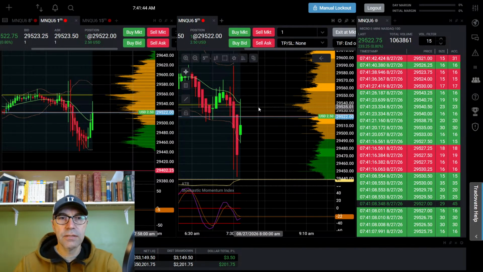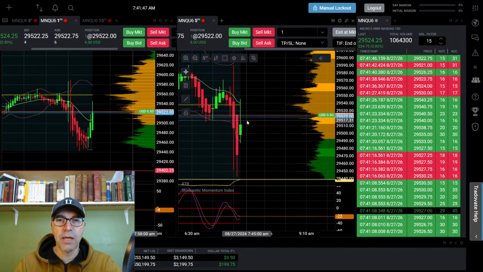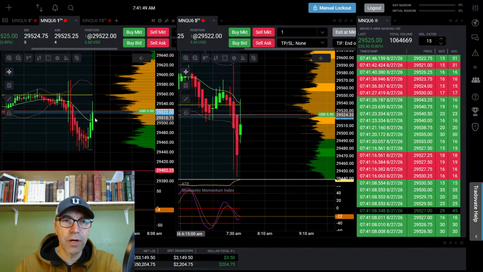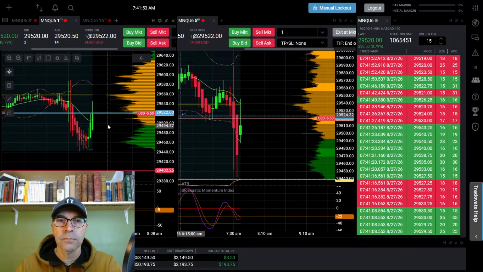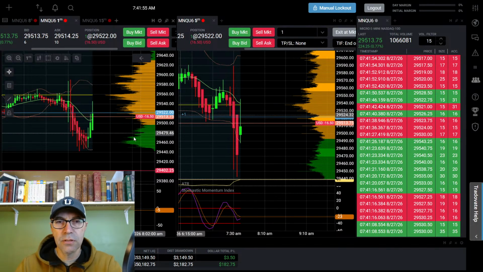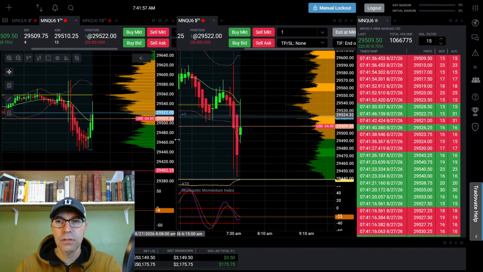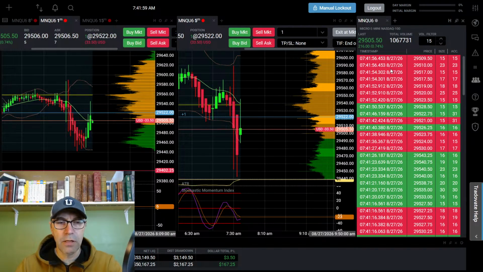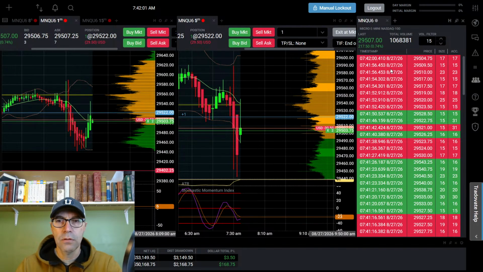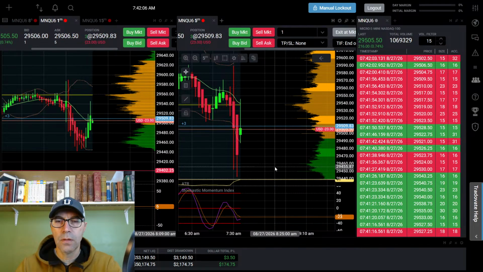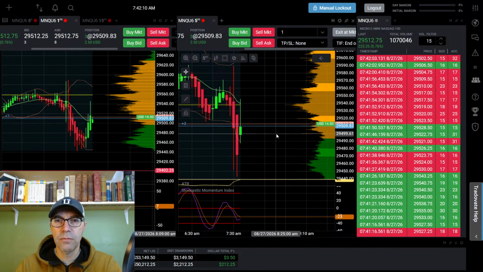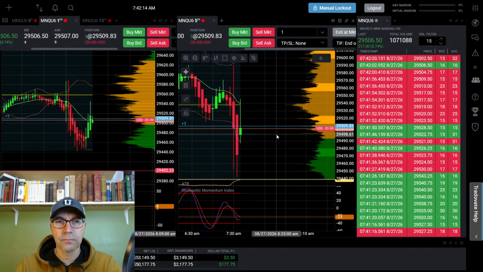All right, so we got rejected on our 21 EMA on the 5-minute chart, crushed through the 21 EMA on the 1-minute chart, right through this low volume section. We have a lot of sell orders come in. So what are we doing here? Here's our key level volume at 500.